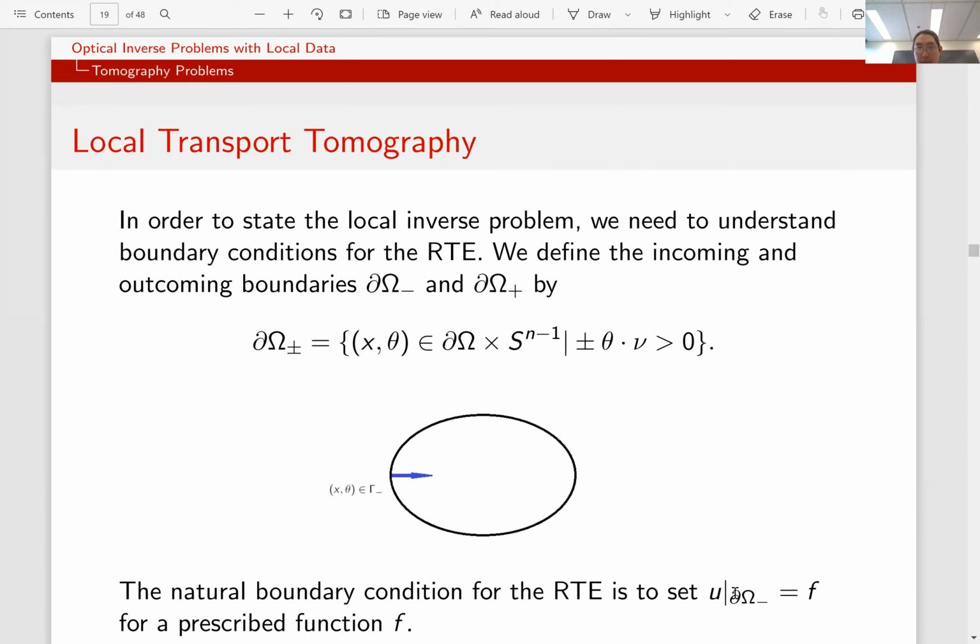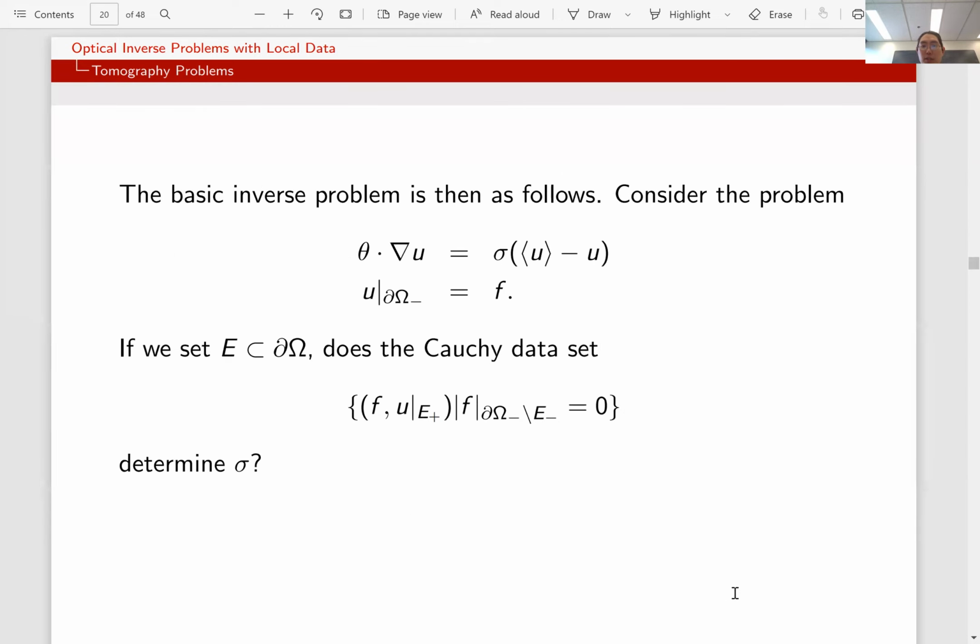So with that in mind, the basic inverse problem is as follows. You have the RTE within Ω, and you're saying I'm going to set u on the incoming boundary to be f. And then if you pick a subset E of the boundary, and you say I can measure u on the incoming and outgoing parts of that subset of the boundary, for data where you have no incoming light on the rest of the boundary, does that determine σ? Right? So I'm not going to try to draw again, lest I stop sharing again.